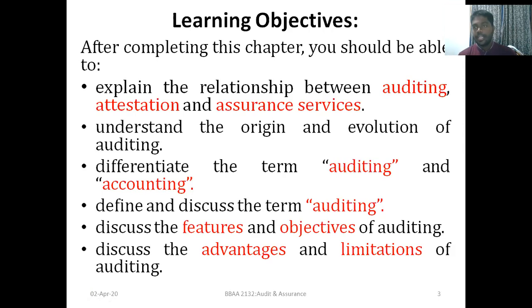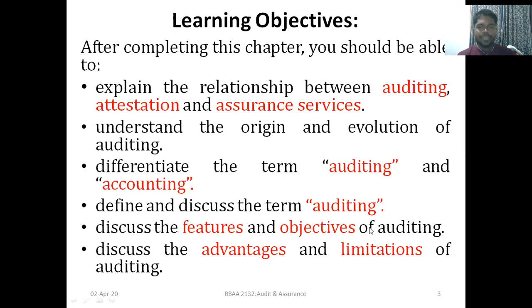The fourth objective is that you should be able to define and discuss the term auditing. That's important. Under the fourth objective, we will discuss some definitions of auditing and deeply discuss it. And the fifth objective: after completion of this chapter, you should be able to discuss the features and objectives of auditing, the features as an aspect and the objectives as the purpose of auditing.